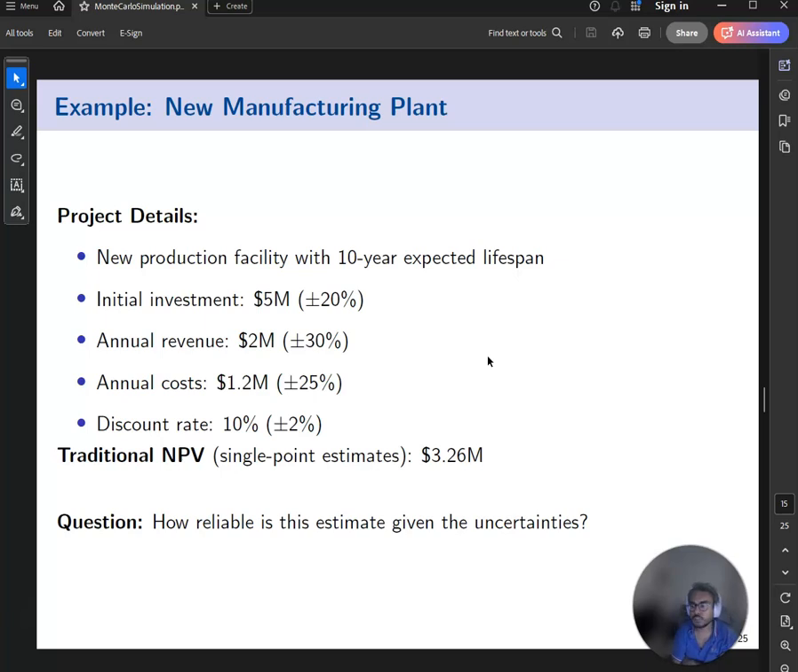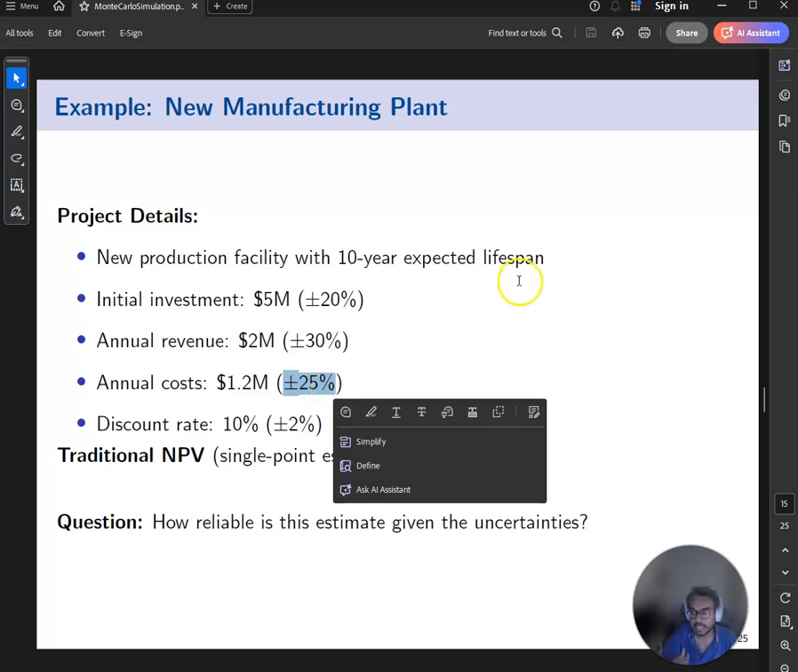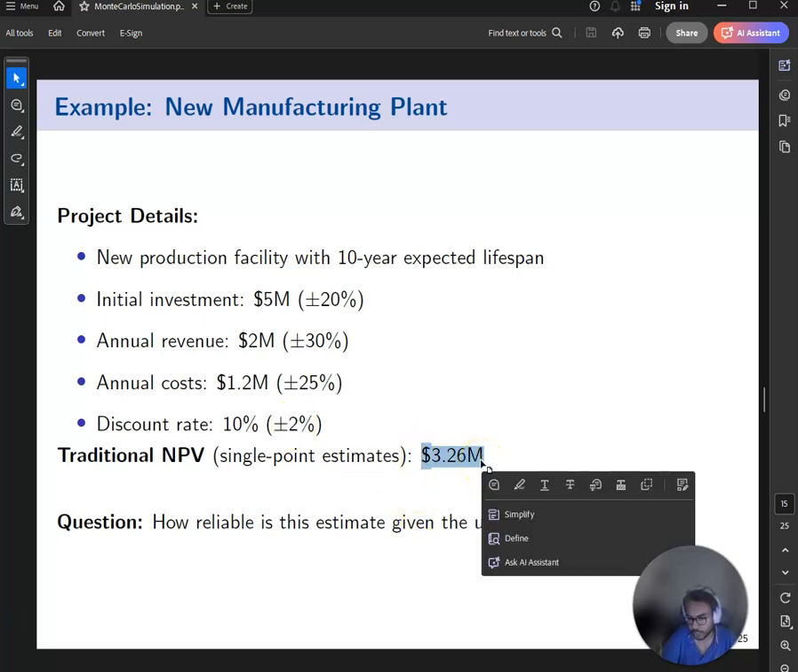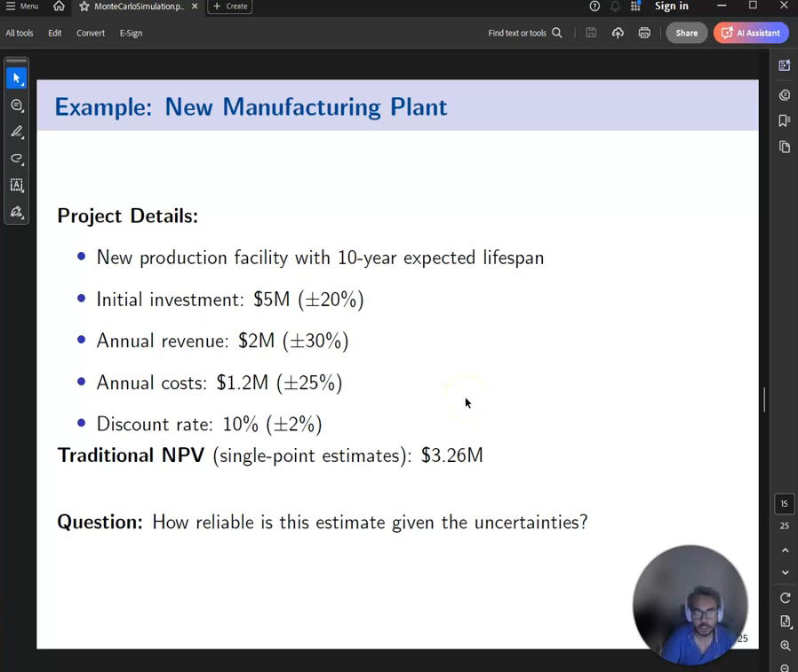The first question that should pop up in your head is, how reliable is this estimate given the uncertainties? Note that the uncertainties are over here. So plus minus 20%, plus minus 30%, plus minus 25%. These are your uncertainties. So given these uncertainties exist, how reliable is this 3.26 million? That is the question. And that is why we need a Monte Carlo simulation.